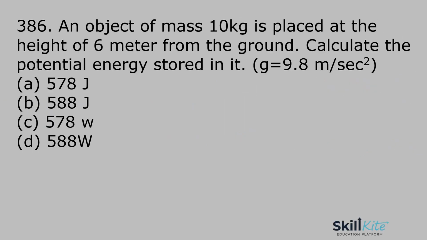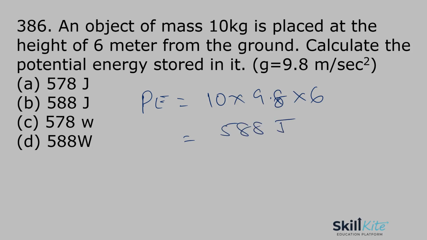An object of mass 10 kg is placed at a height of 6 meters from the ground. Calculate the potential energy stored in it. Potential energy equals 10 into 9.8 into 6. So it is around 588 joules. Option B.